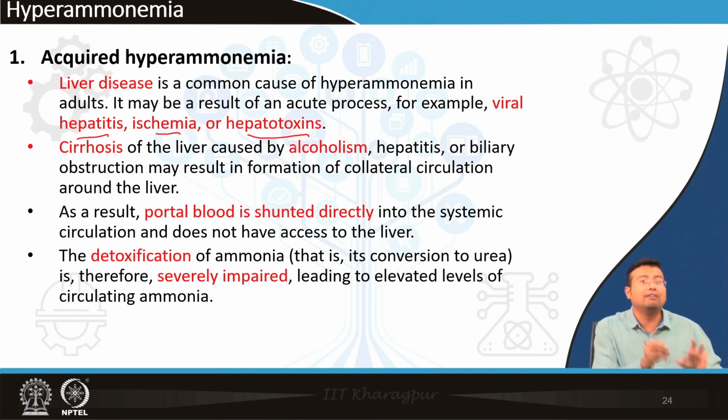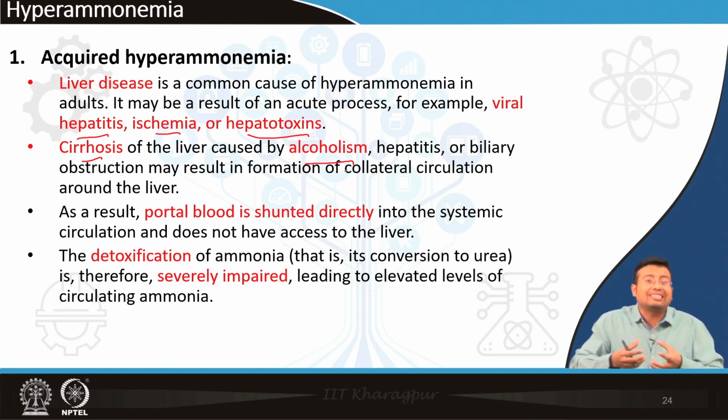So I am just telling you, the liver can be acted upon by multiple toxins. The most common toxin in developing countries and also developed countries is alcohol. Chronic alcohol can lead to liver failure in the form of liver cirrhosis, and if liver cirrhosis is there, the problem is that liver circulation is hampered. Liver circulation is also known as portal circulation. There is a blood supply chain inside the liver. If it gets hampered, what will happen?